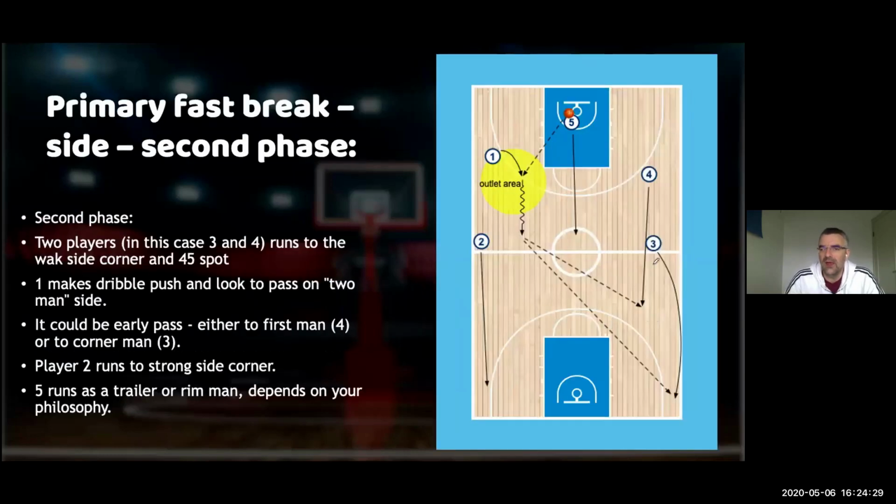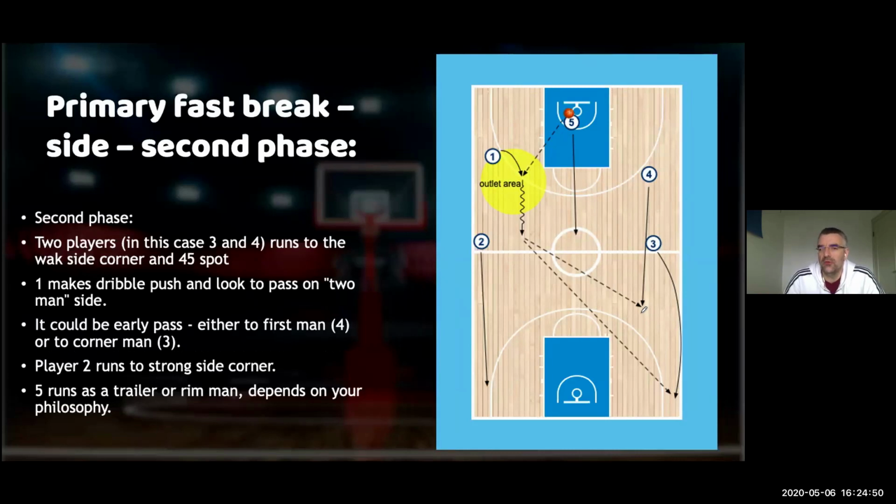So again, we have an outlet pass and outlet area. We have player 2 sprinting to the corner. So sprint to the half court, look back, continue to the corner. We have player 3, the same thing, running all the way to the corner, and player 4 filling the spot on the 45.